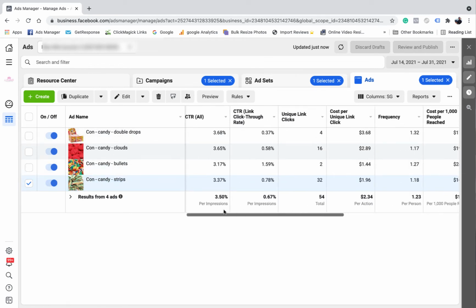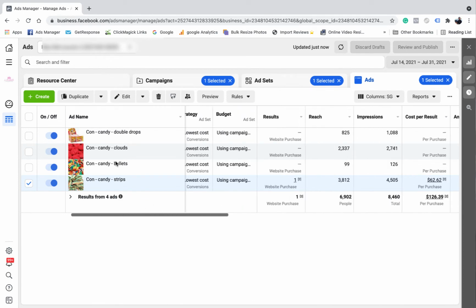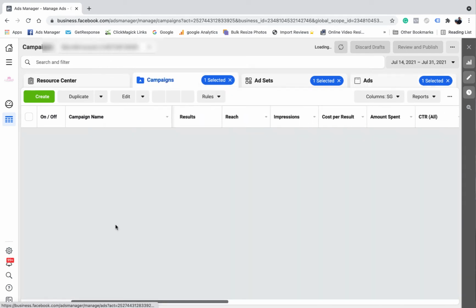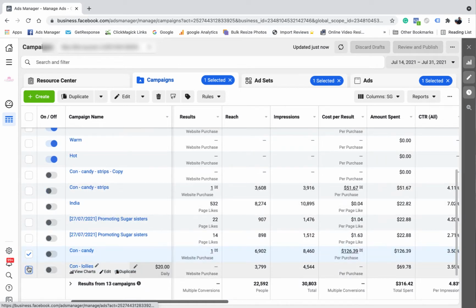So my version of split testing is I had 2 campaigns. Go back to the campaign level. 2 campaigns, $20 each per campaign, 1 interest each per campaign. So we'll go over the ad set level.